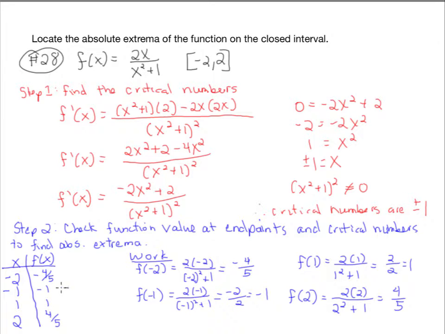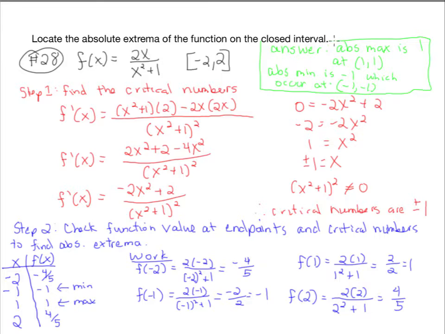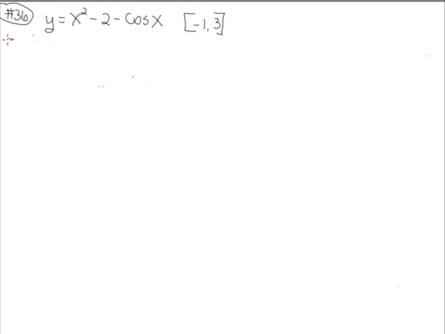Looking at our table and our y values, we can easily see that negative 1 is a minimum number and 1 is a maximum number. So to translate this into our answer for question number 28, we would write the following. The absolute maximum is 1, and this occurs at the point (1, 1). And the absolute minimum is the value negative 1, and this occurs at the point on the graph of (negative 1, negative 1).